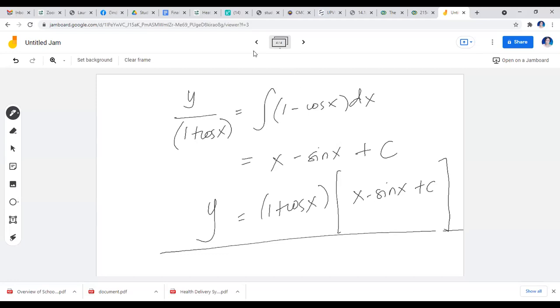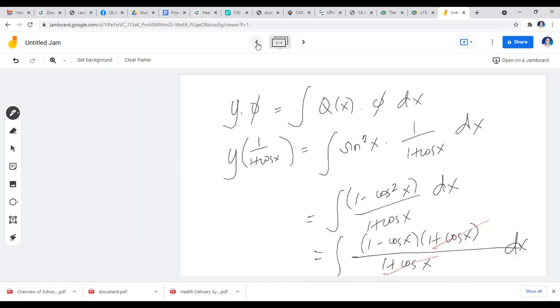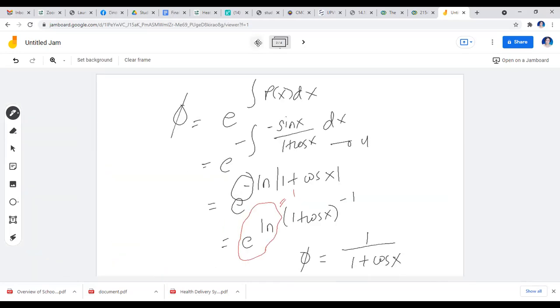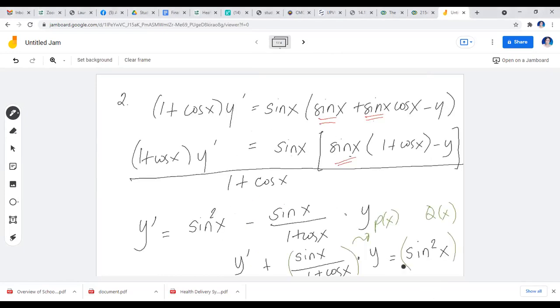Okay? Now, any question as to the second example that I gave? Any question? Okay, so Miss, excuse me, how do we identify the Q of X? The Q of X is the expression on the right side of your DE. It should be a function of X only. So you see this one, the sine squared of X is the remaining X expression here on the right side. So that's it. This is your Q of X.